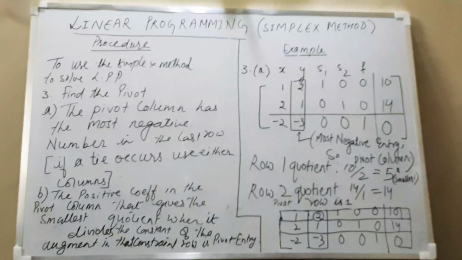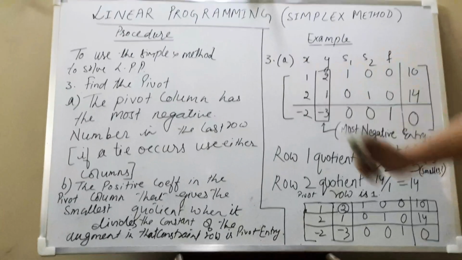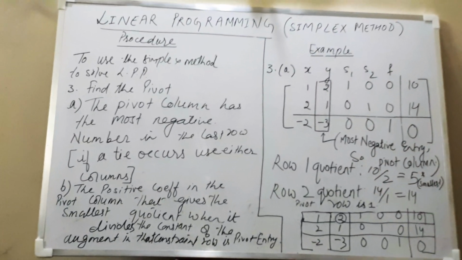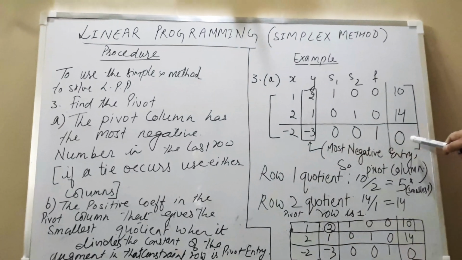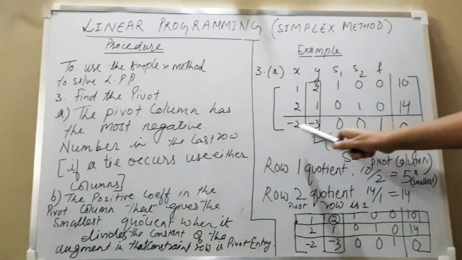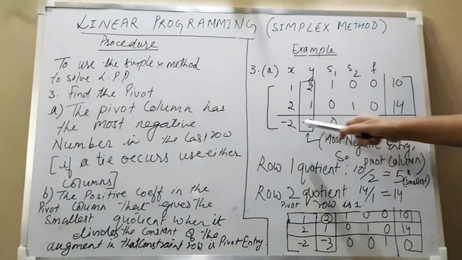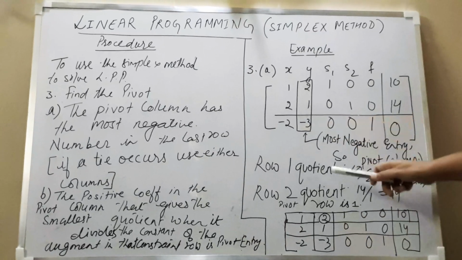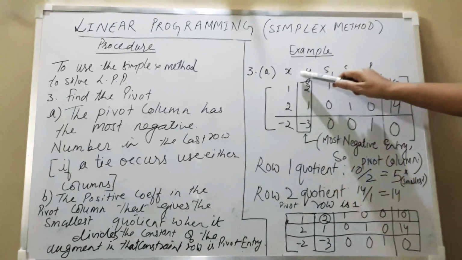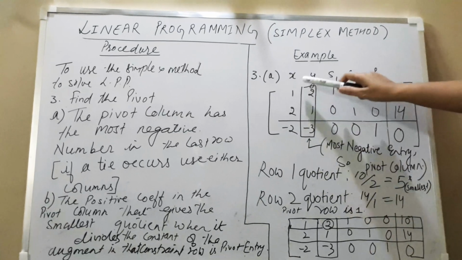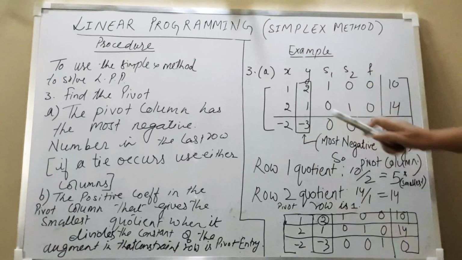Next we have to find the pivot. For that, we will come to the last row and see which is the most negative entry. So here we can see the most negative entry in this last row is minus 3. The column associated with this entry becomes the pivot column. So this is our pivot column.